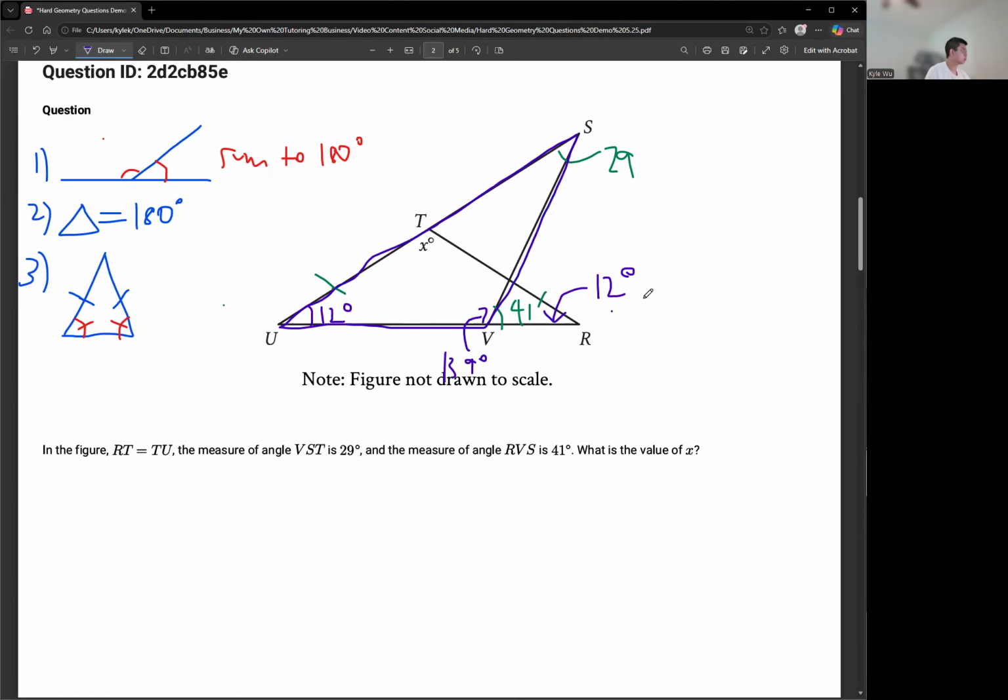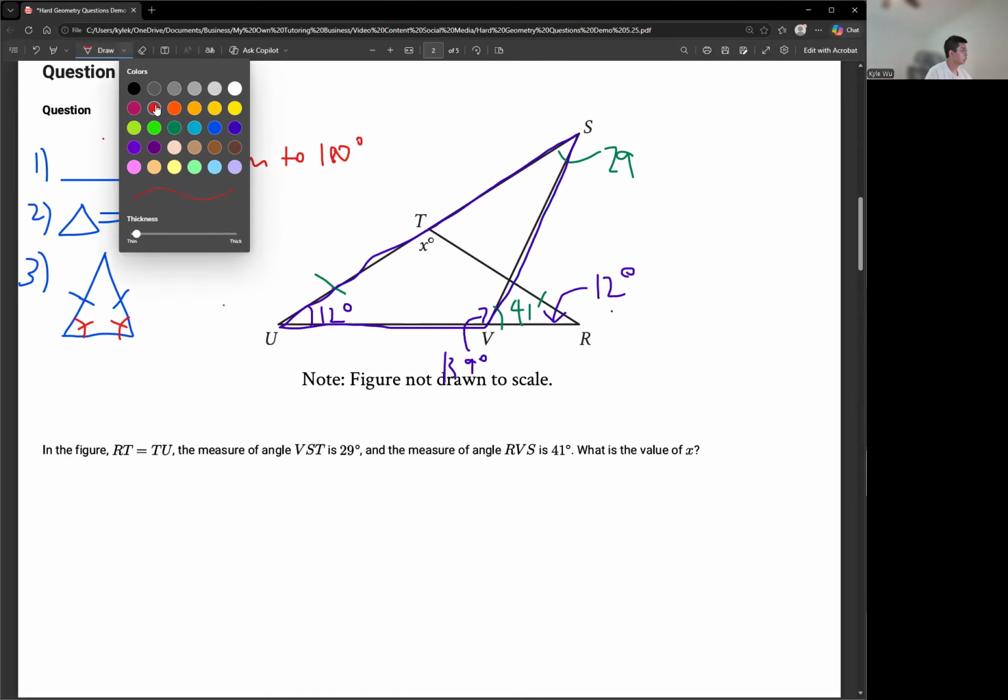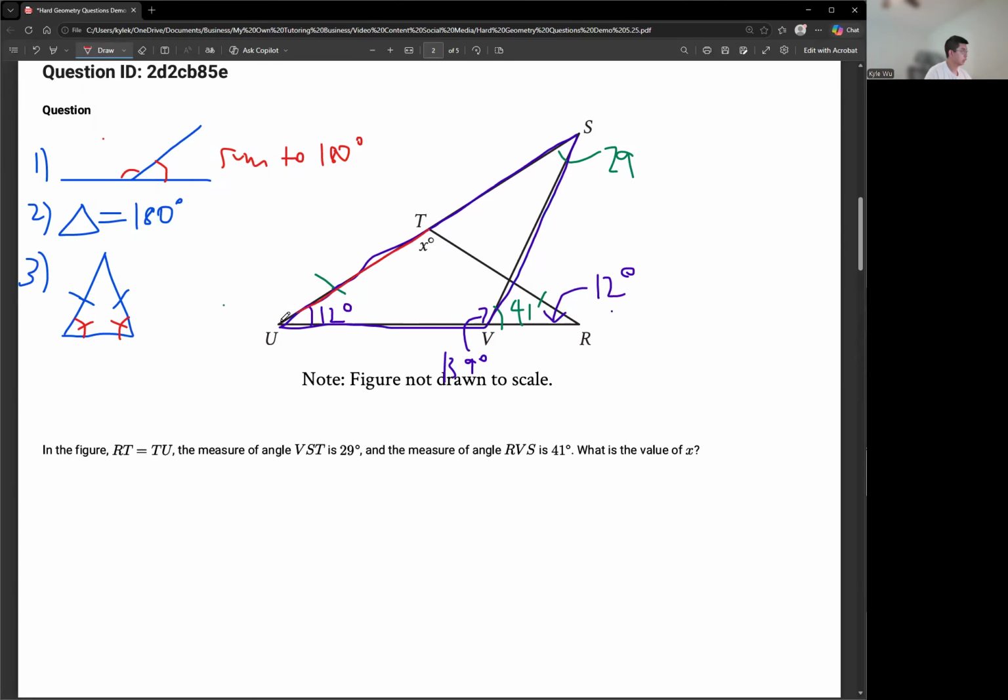And so now, if you look at this, well, let's make it red. You look at this red triangle right here. We know two of those angles, right? We know angle U, angle R, they're both 12. So these two angles, 12 plus 12, plus x has to add up to 180. So what value of x makes this actually add up to 180? We know that x will have to be 180 minus 24, 156 degrees.